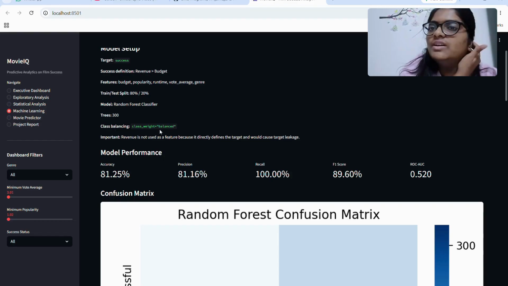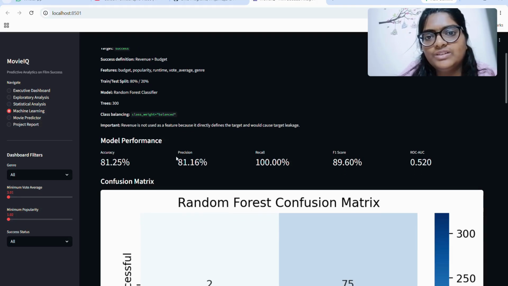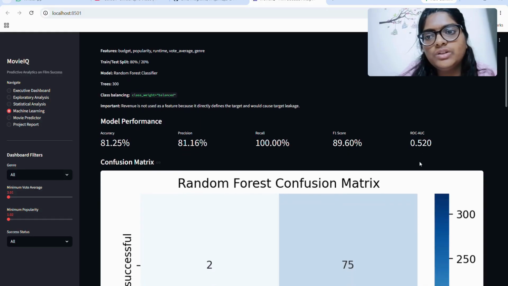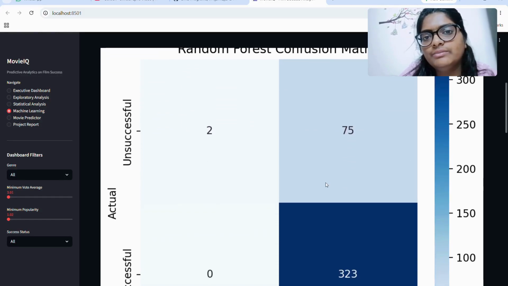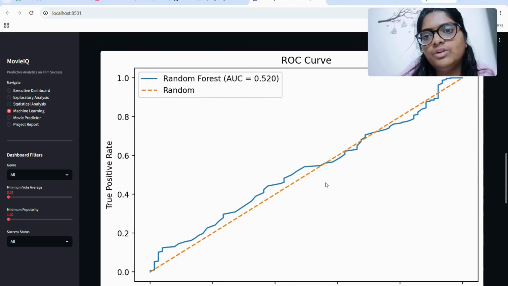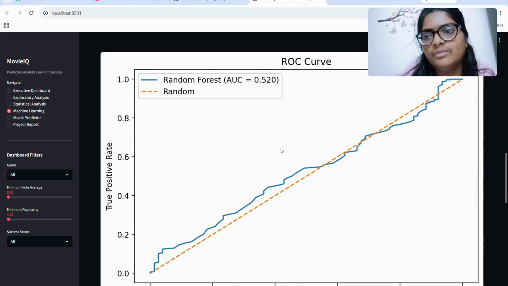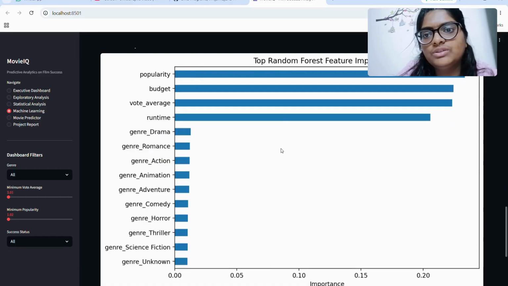The model is evaluated using several metrics including accuracy, precision, recall, F1 score, and ROC AUC. I also included a confusion matrix to show the correct and incorrect predictions made by the model. The ROC curve provides another view of the model's classification performance. Finally, feature importance shows which variables are contributing the most to the random forest prediction.